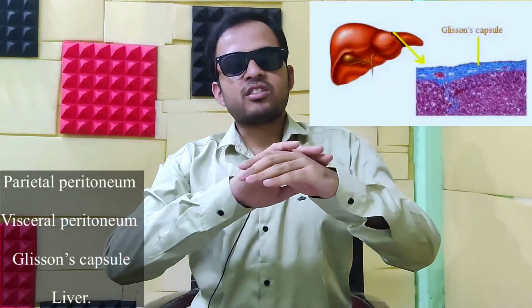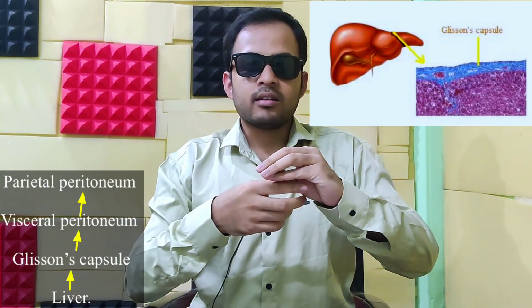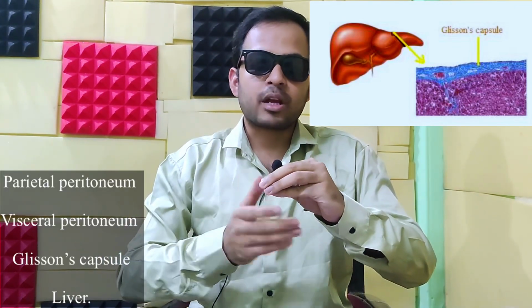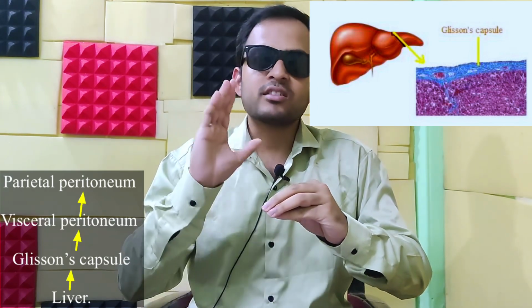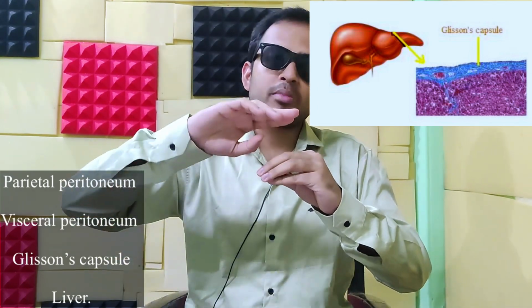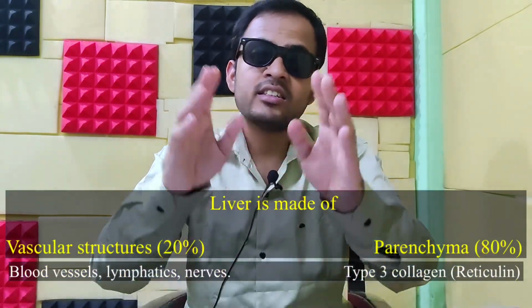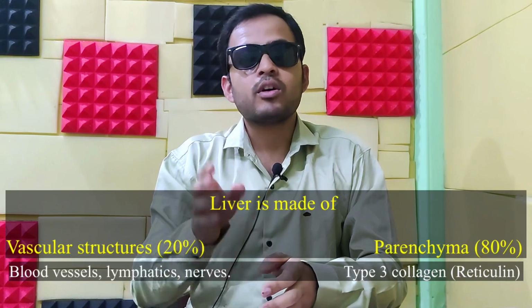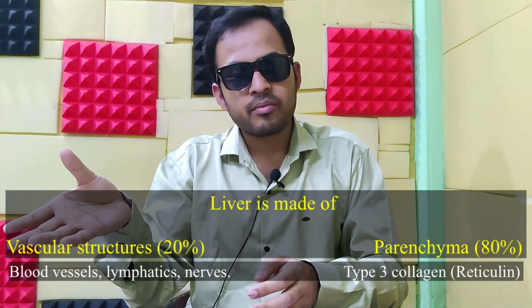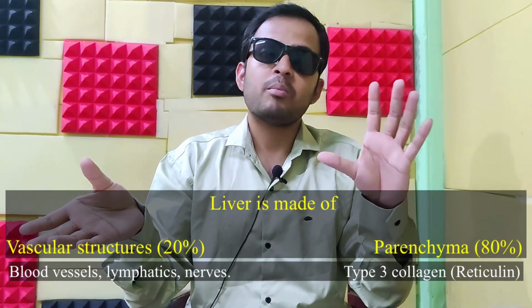First of all, suppose this is the liver, and the primary covering of the liver is the Glisson's capsule. Then you're going to find the visceral layer and then the parietal layer. Now the entire liver consists of 20% vascular structure and the rest, 80%, is parenchyma.